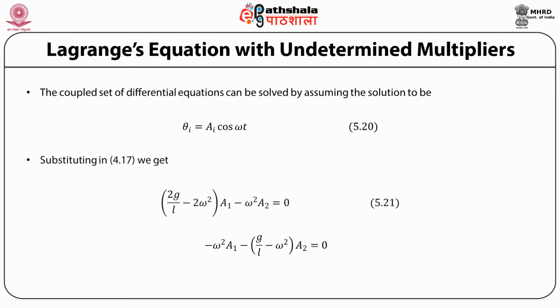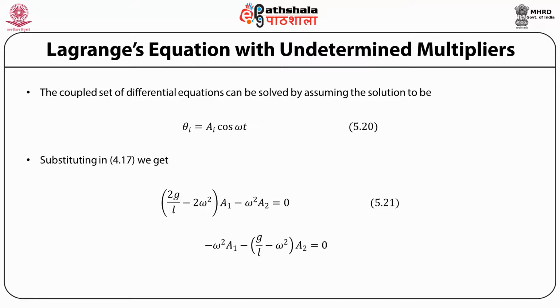Substituting for theta 1 and theta 2 in the equations, omega and A should satisfy (2g/L − 2ω²)A1 − ω²A2 = 0, and −ω²A1 + (g/L − ω²)A2 = 0.